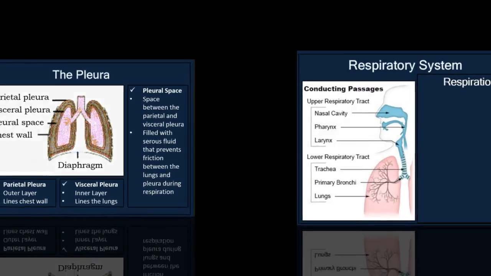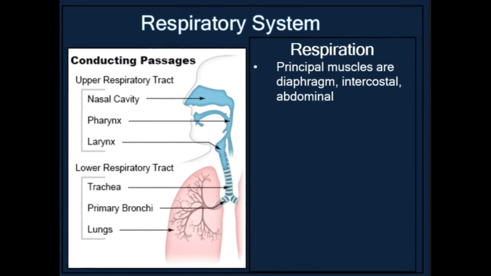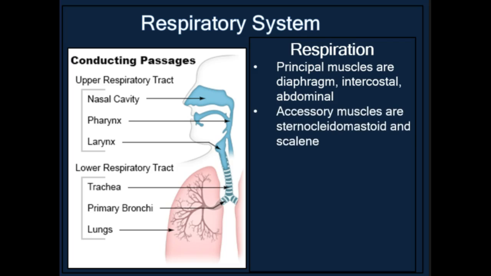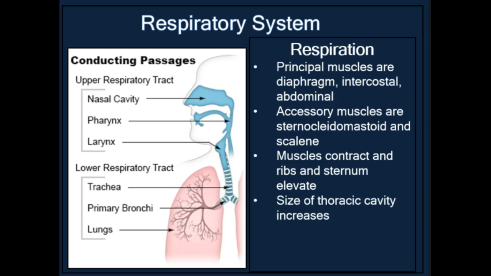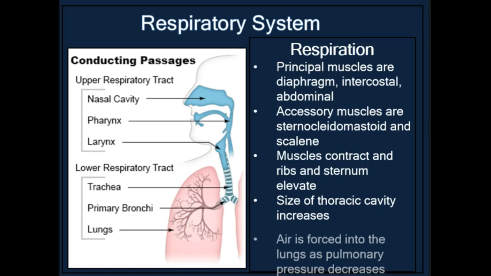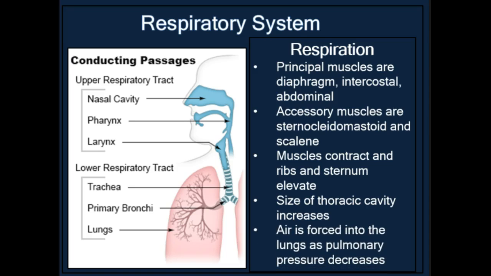Respirations, or breathing, is achieved by principal muscles such as the diaphragm, the intercostal muscles between the ribs, and the abdominal muscles. Accessory muscles are the sternocleidomastoid and scalene of the neck. As muscles contract, the ribs and sternum elevate, creating space in the thoracic cavity and decreasing pressure. The decrease in pulmonary pressure forces air into the lungs. As the muscles relax, the air is forced back out through the upper respiratory tract.